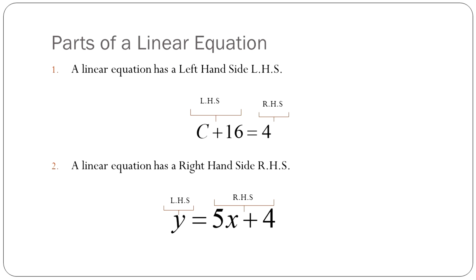Parts of a linear equation. A linear equation has a left-hand side. So in this example, you can see that the left-hand side is c plus 16. In this example, you can see that the left-hand side is y. A linear equation has a right-hand side as well, what we call the RHS. The right-hand component here is 4. And the component of the right-hand side in this example is 5x plus 4.